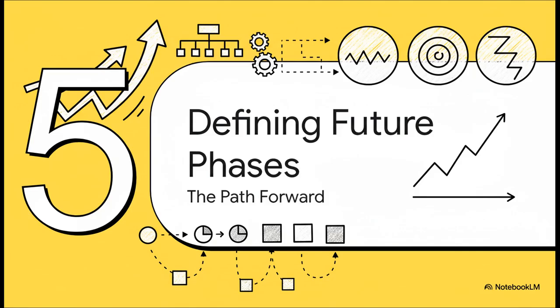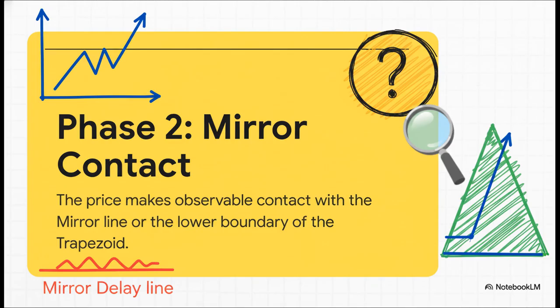So, you might be wondering what happens after Phase 1. This next part introduces the definitions for the phases that could potentially follow. This is the path forward. Phase 2 is defined by a simple visual event. It happens if, and only if, the price makes observable contact with the mirror delay line or the lower boundary of the trapezoid. That's it. It's based purely on observation.